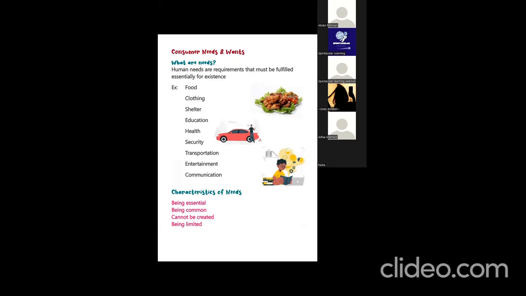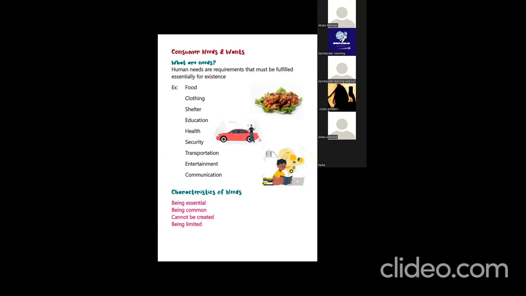Okay. So let's know the characteristics of needs. The characteristics of needs are being essential. Being essential means for all humans, whether you are rich or whether you are poor, these needs must be fulfilled. For the fact that you're poor, you can't wait without eating. You will die. So it's essential for everyone to fulfill their needs.